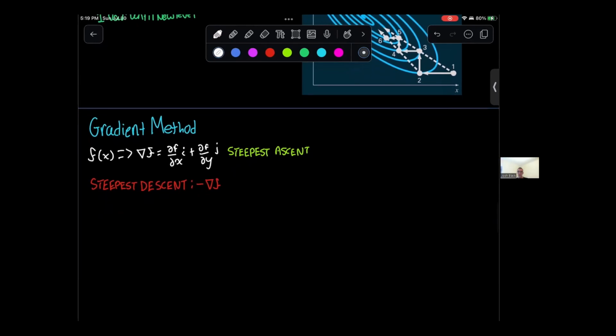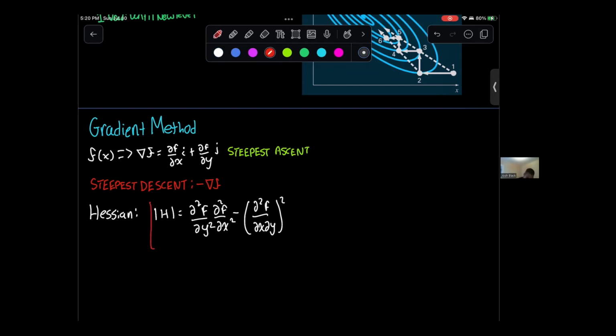Now, to find out if I am at a maximum or a minimum, I will take the Hessian. It has a special symbol. It kind of looks like an absolute value h, and that is equal to, it's not an absolute value, so remember that. This is the Hessian.